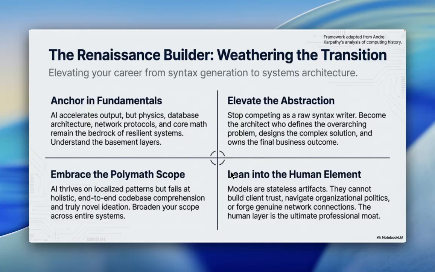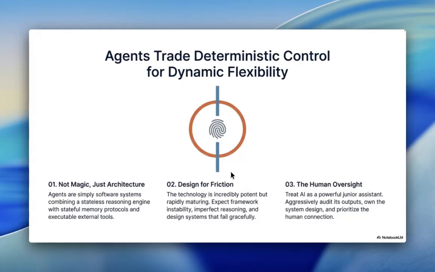Stop competing as a raw syntax writer. Become the architect who defines the overarching problem, designs the complex solution, and owns the final business outcome. Models are stateless artifacts. They cannot build client trust, navigate organizational politics, or forge genuine network connections. The human layer is the ultimate professional moat.